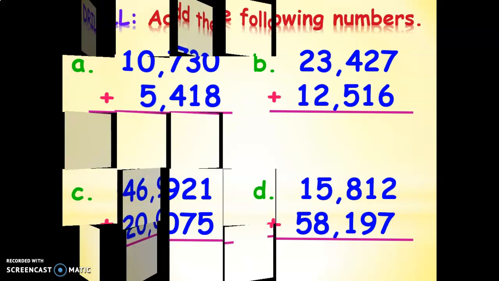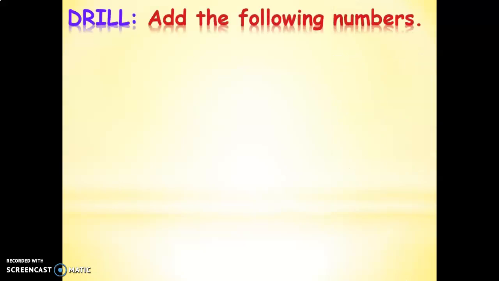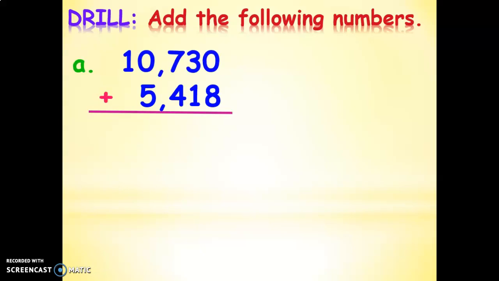If you are ready, we can now see if you got the answers right. So again, for your drill, add the following numbers. For letter A, the answer is 16,148. So starting from the place value of ones, 0 plus 8 is 8.